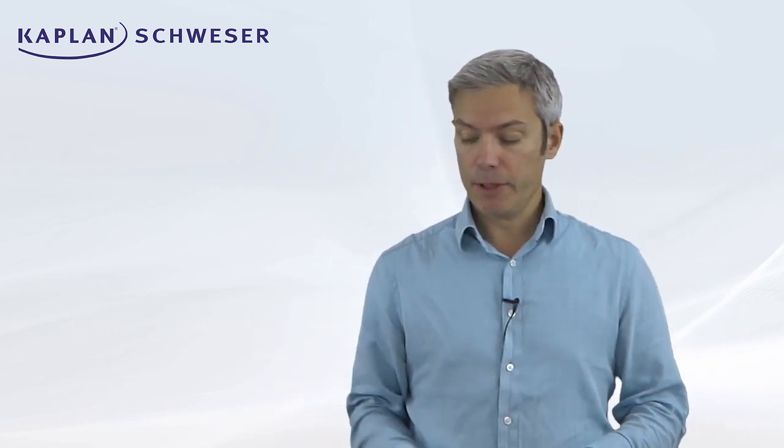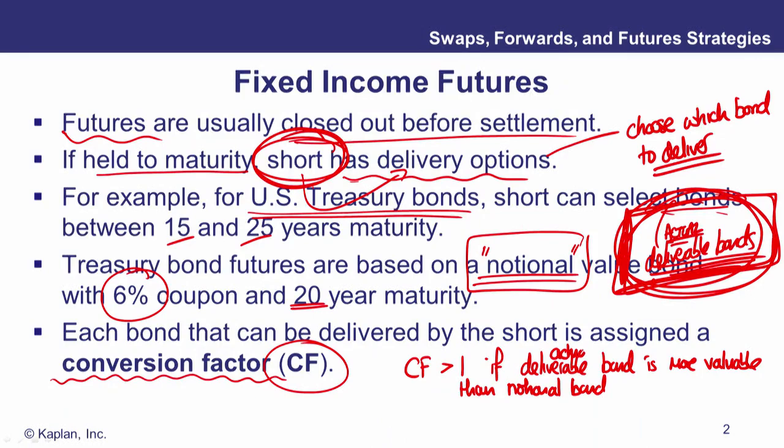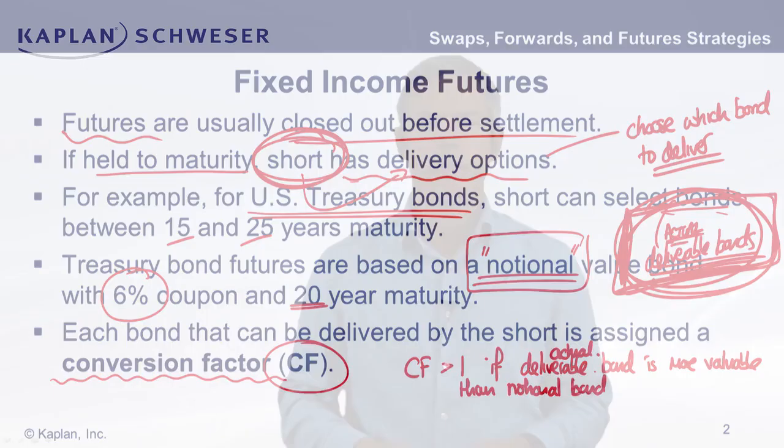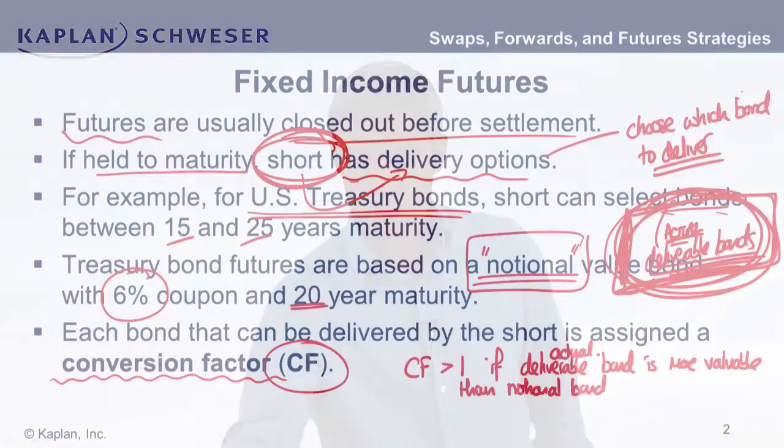Similarly, vice versa, the conversion factor will be below 1 if the deliverable bond, the actual deliverable bond, is less valuable than the notional bond underlying the contract. You might be wondering, why do we do it this way? We do it this way because the exchange doesn't want to put too much pressure on one single Treasury instrument. They don't want to put too much pressure on it as being the only deliverable bond underlying the contract. So that's why they specify a basket of deliverable bonds, which the short can choose from.